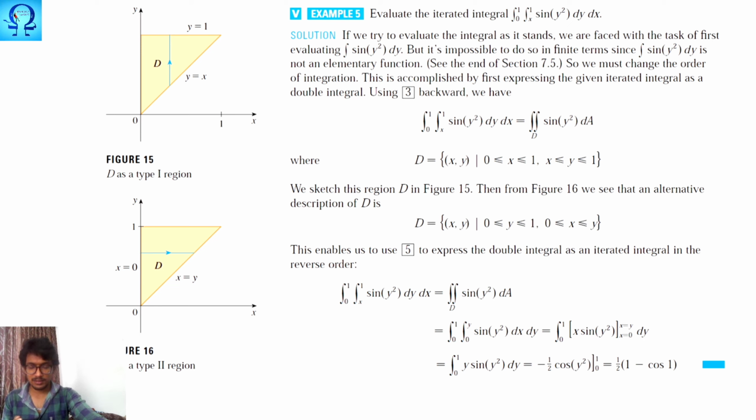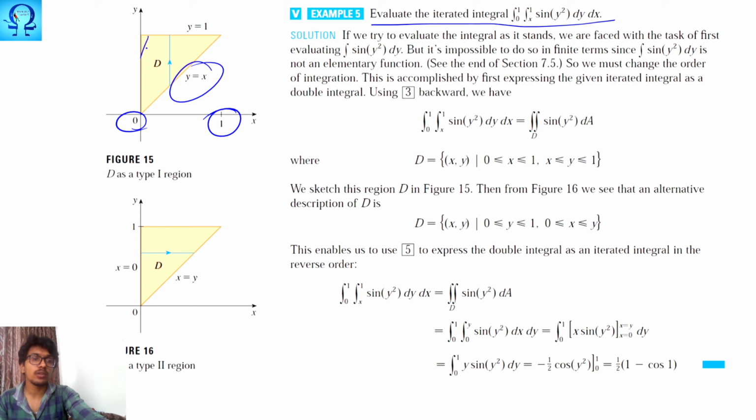So here, this is a quite interesting problem, I would say. We are directly asked to evaluate this integral. From the integral itself, we will deduce the information that x ranges from 0 to 1. So x ranges from 0 to 1. We have plotted these things. And y ranges from x to 1. So y is equal to x is this line, and y is equal to 1 is this line. So we have found this region.